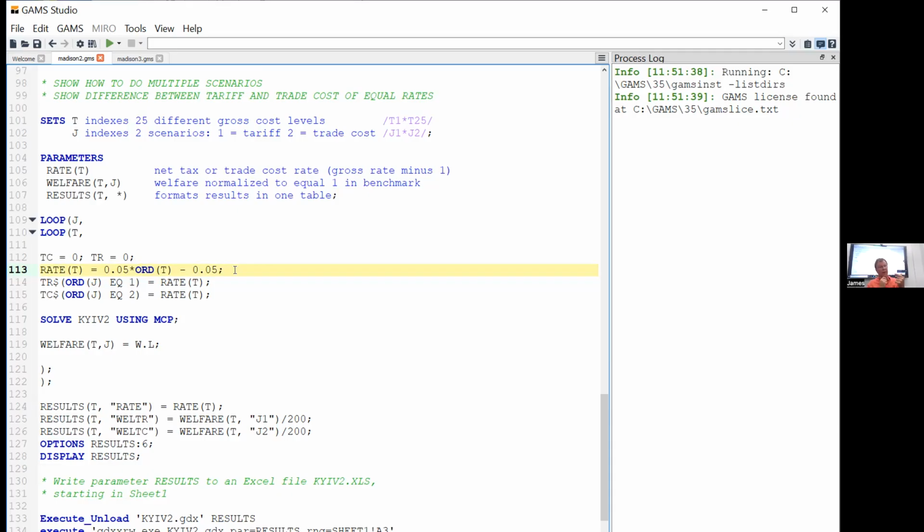And then it'll do it again, if it was the trade cost first, then it's going to do it for the tariff and vice versa. The next two things are useful conditionals. Again, there's several ways of doing this in GAMS, but the $ operator is like an if statement. You can also do this with if else statements.